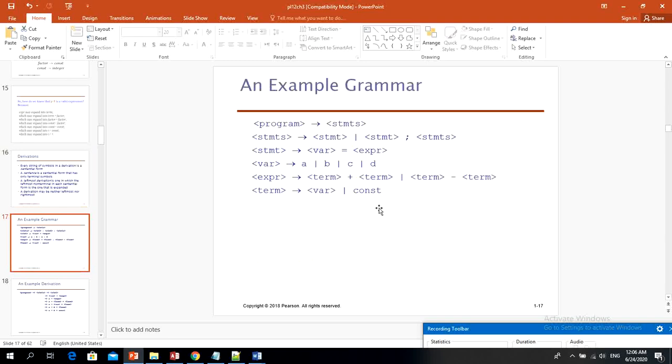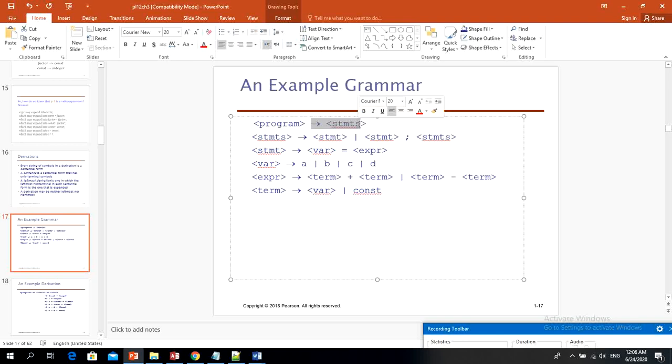This is an example of grammar. A program is a group of statements. This group of statements is a statement or statements. It could be one statement or more than one statement, with an S, statements.